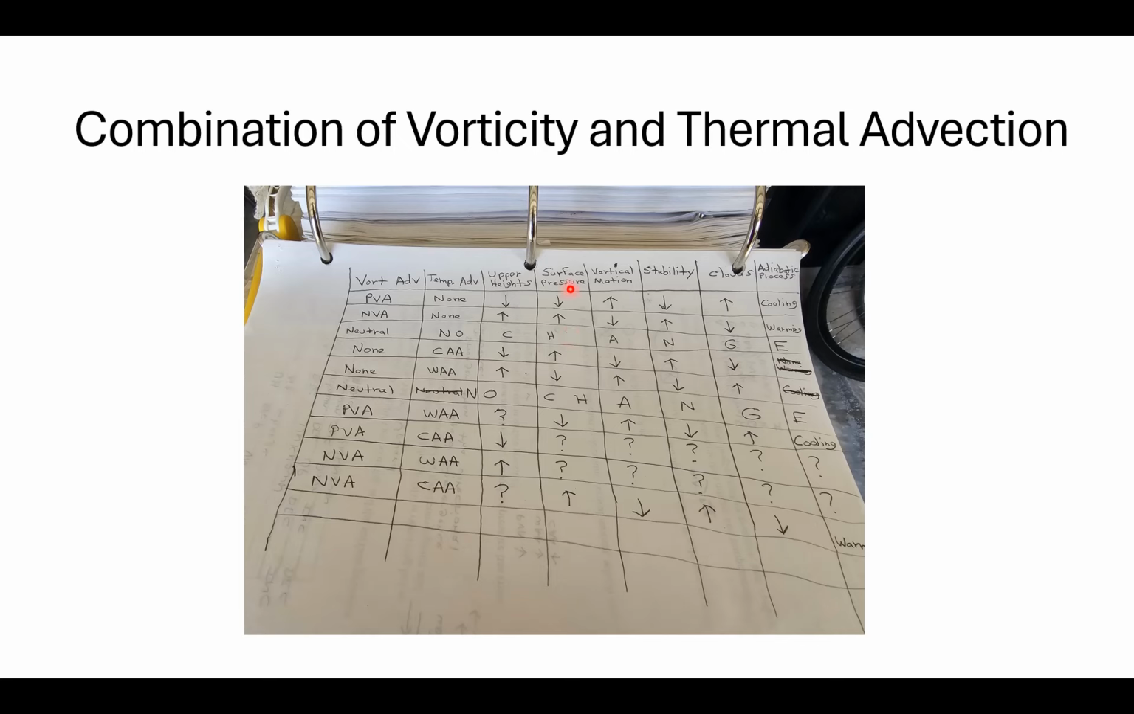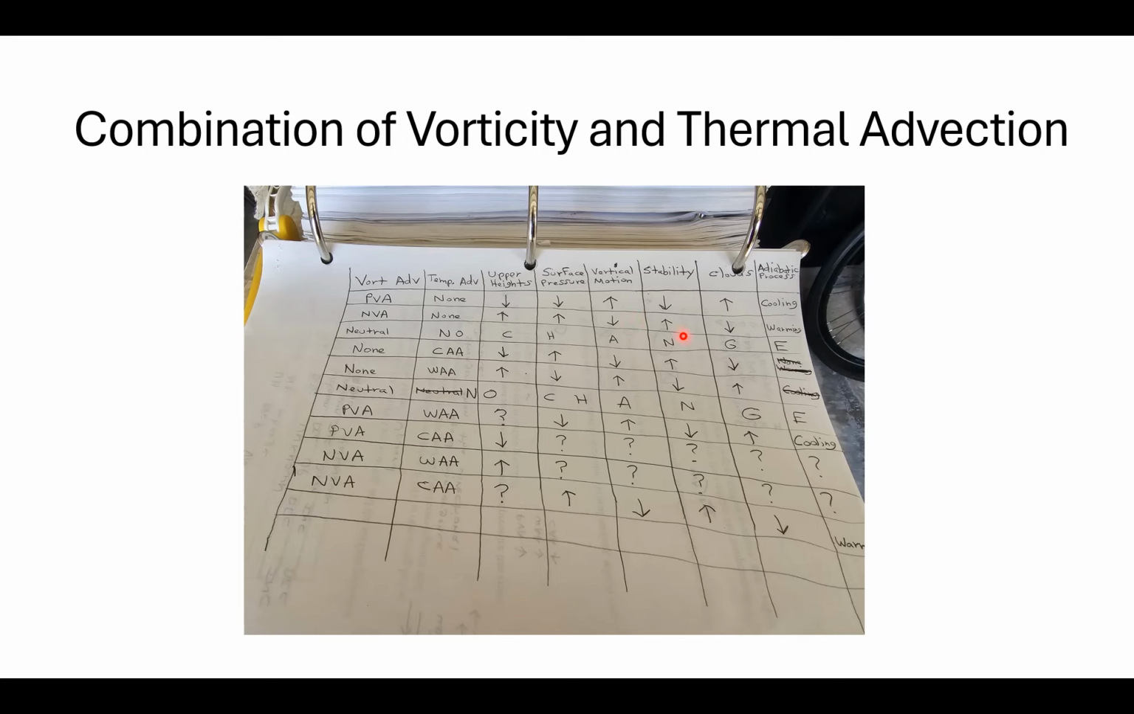We also have a column for surface pressure. A down arrow indicates the surface pressure is falling. An up arrow indicates the surface pressure is rising. Then we have a column for vertical motion. An up arrow is upward vertical motion, rising air in the atmosphere. A down arrow is sinking air motion, downward vertical motion.